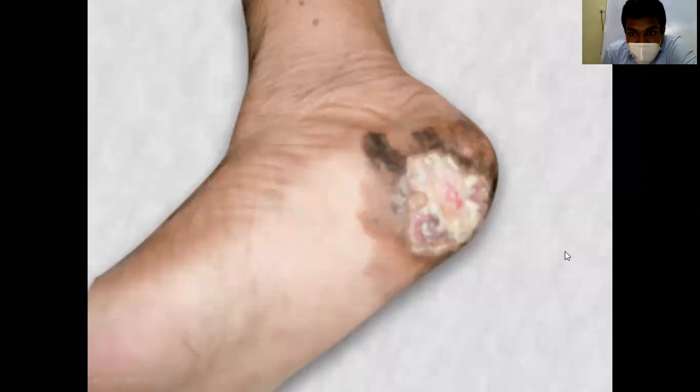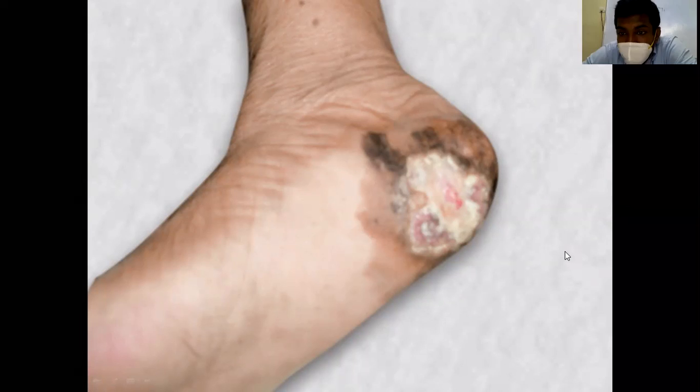Yes, it is an ulcer. So anything more you would like to add to an ulcer? There is pigmented skin. Yes, correct. Discharge, we don't know. It's not grossly visible in this picture. It's not so clear. Anything more? Sloughing is there. Yes. There is unhealthy granulation tissue.